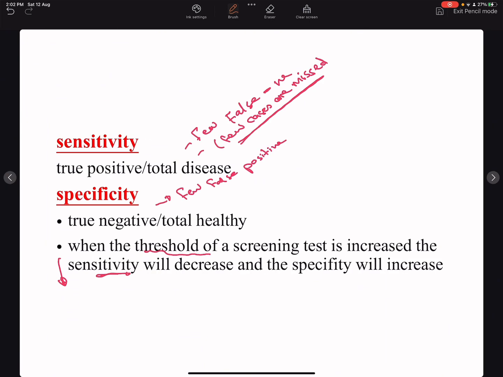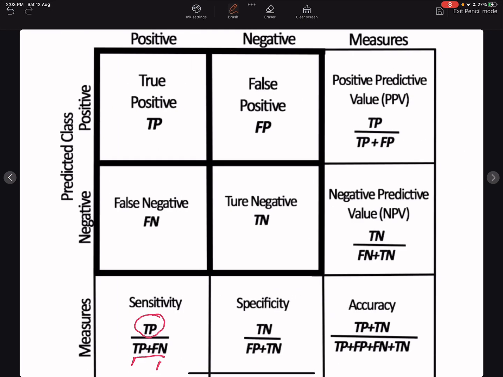For specificity, it is showing us few false positives. When we want to calculate it, we are going to take the true negative and divide it by those who are healthy. Healthy means they have false positive plus true negative. All these are considered healthy, and all these are considered diseased.